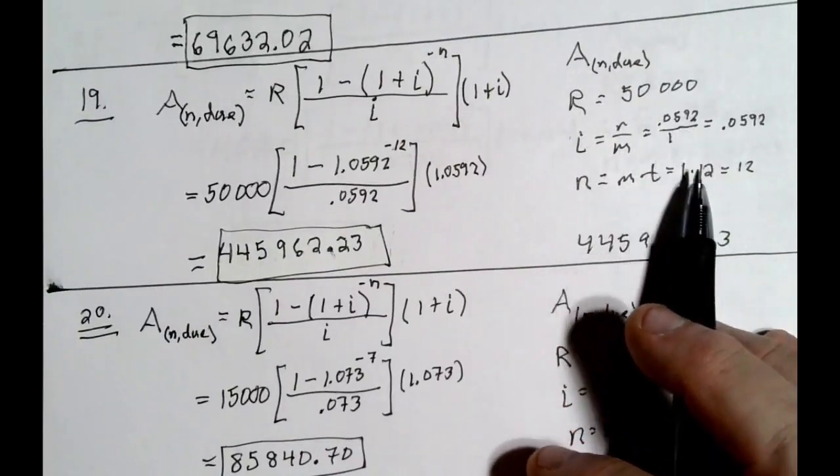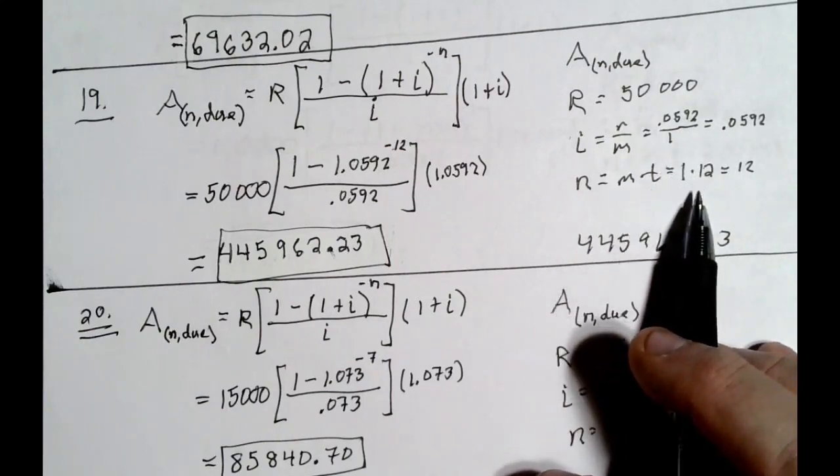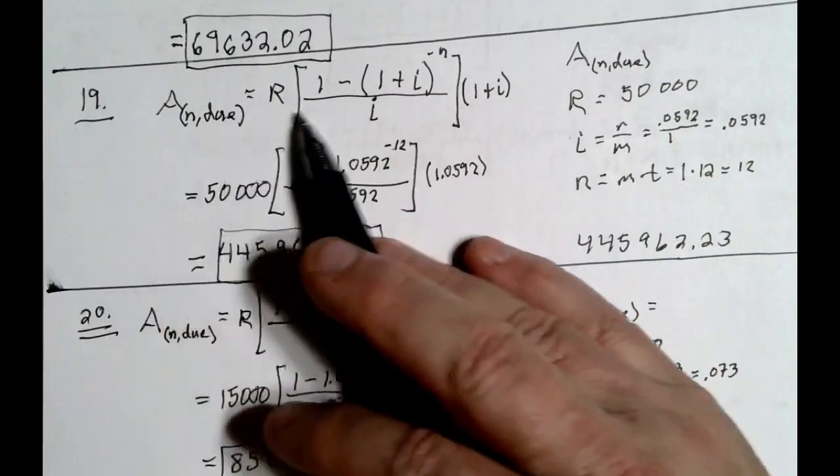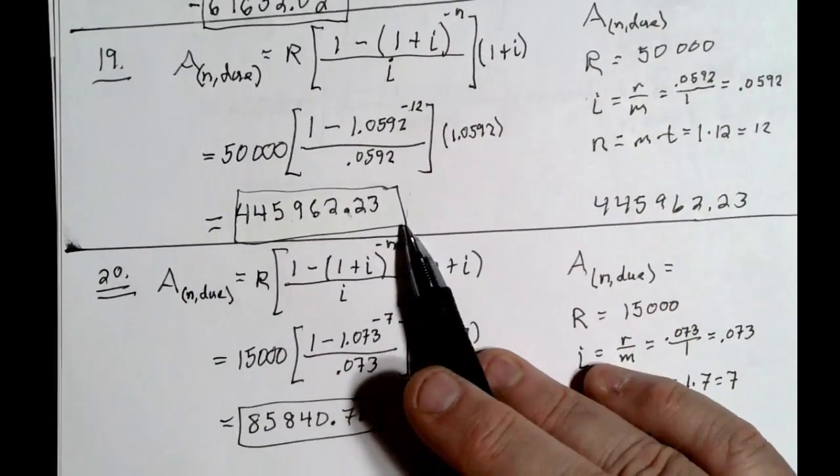19 is the same idea, just different numbers. Slightly higher interest rate, compounded annually, not quarterly. 12 years instead of 7. You crunch everything down, and you get 445,962.23.